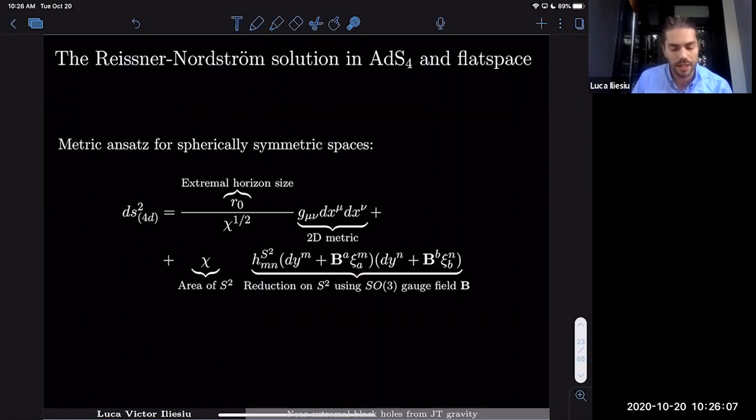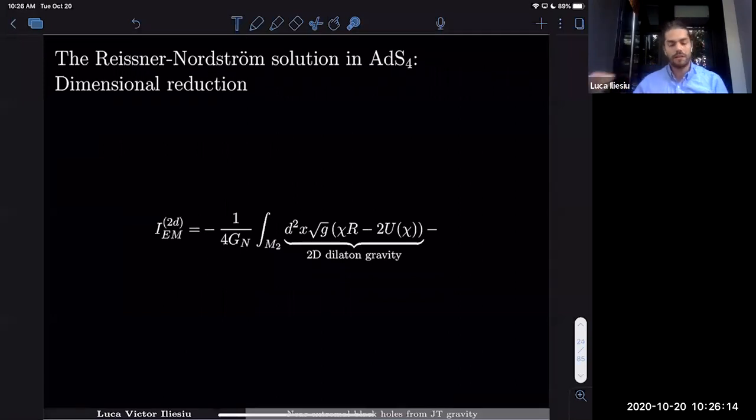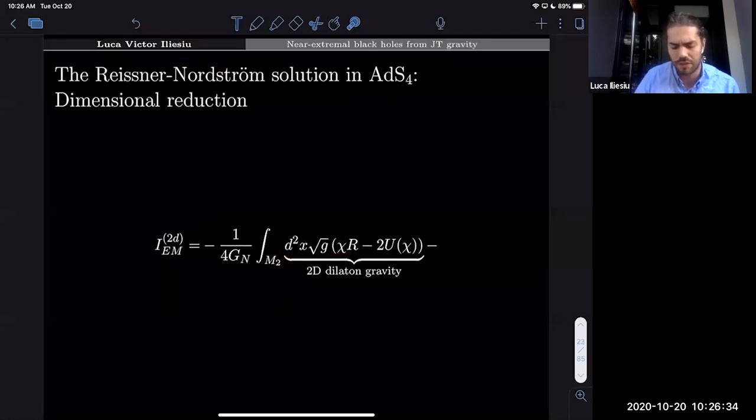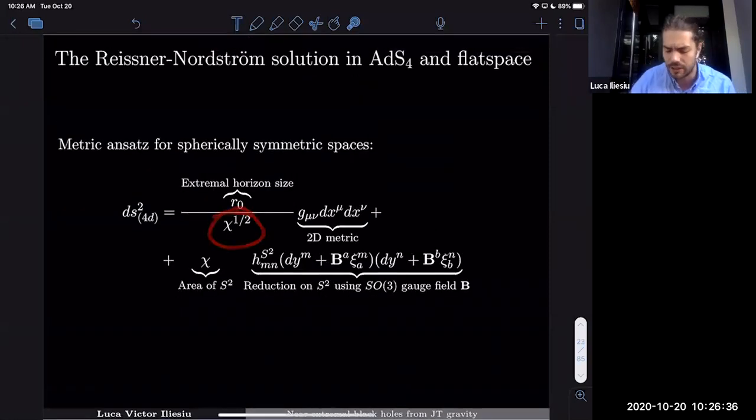So with this metric ansatz, we can just plug this into our action, and we'll find that the Einstein-Maxwell action reduces to a theory of 2D dilaton gravity that has some potential U of chi, but quite importantly, it has no kinetic term for chi. That's achieved through this power of chi to the 1/2. It just so happens.